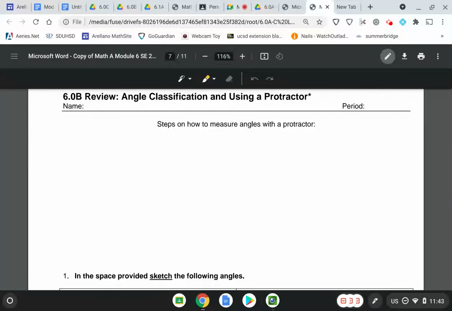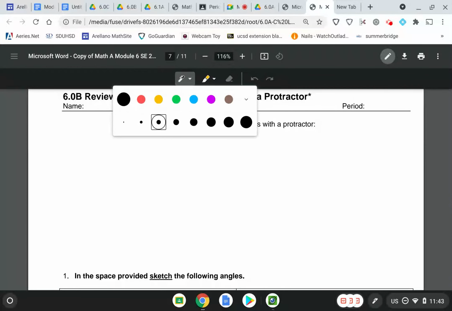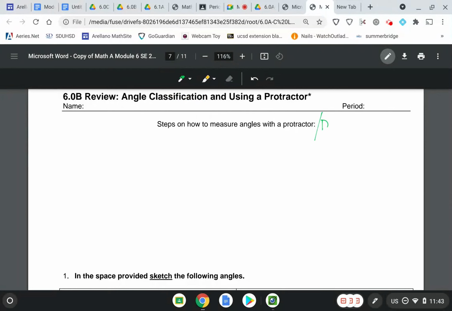Measure and draw angles. Okay, so this would be on how to measure and draw angles. So the first step is to draw a horizontal. Okay, so first we're going to write out the steps. These steps might not make sense right now, but when we actually start doing the examples, you'll see.